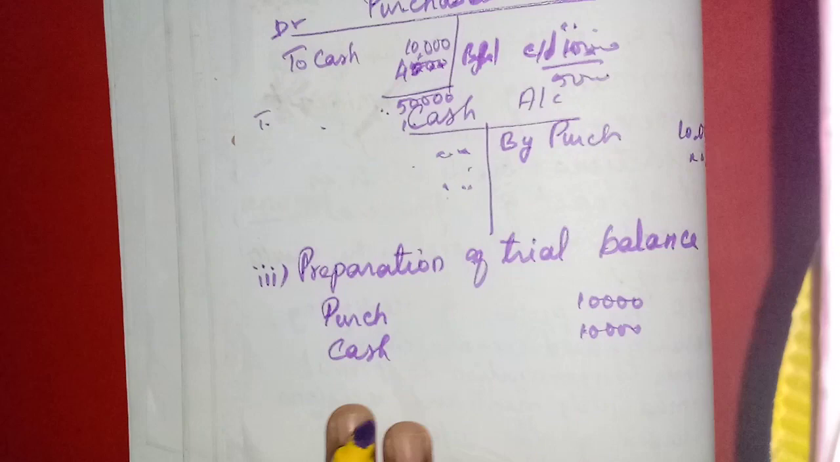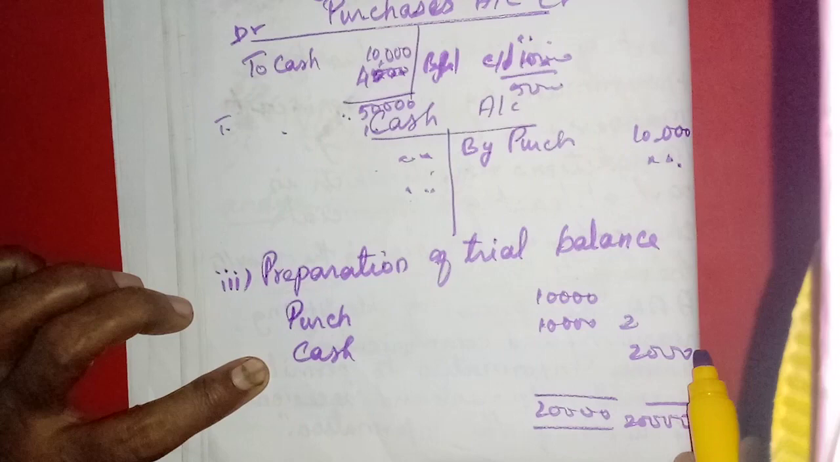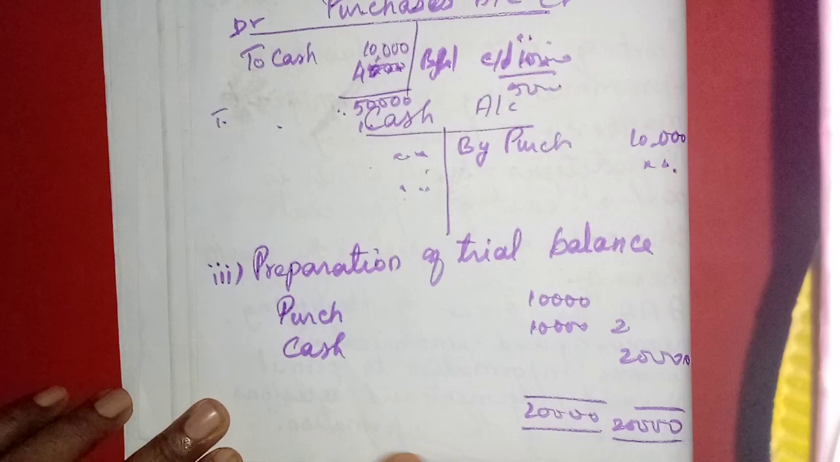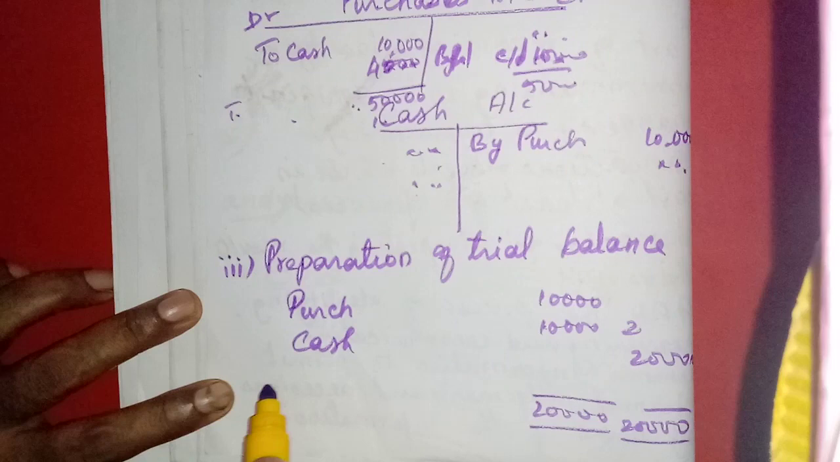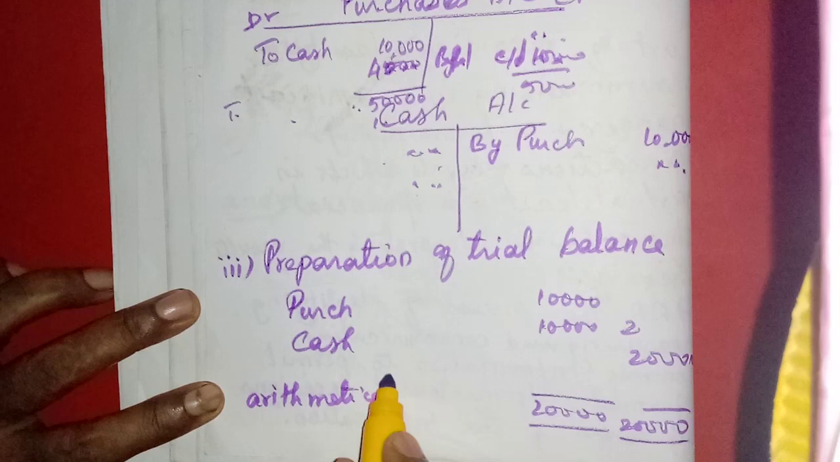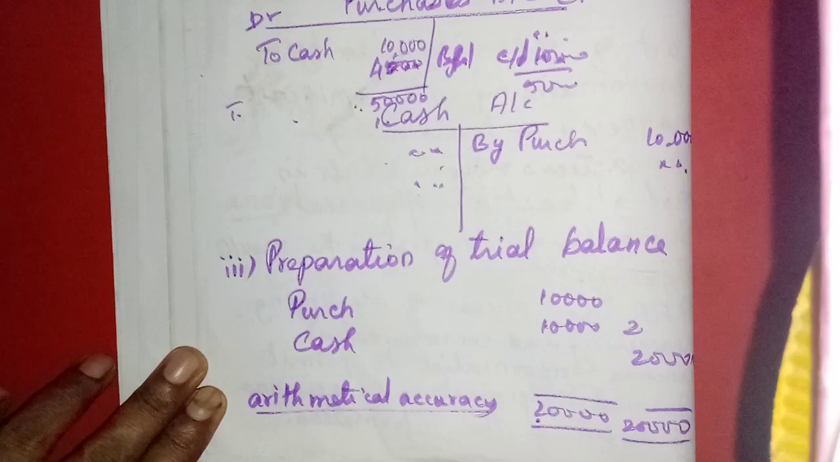So, we will prepare the trial balance. The total will be the same. The total of the trial balance should be the same amount. Only then we can conclude that our calculations are correct. The purpose of preparing this trial balance is to check the arithmetical accuracy. This is called arithmetical accuracy. We studied it already. The arithmetical accuracy of the accounts is checked with the help of the trial balance. So, 20,000, 20,000. Then we can conclude that our calculations are correct. That is the third step involved in the accounting cycle.